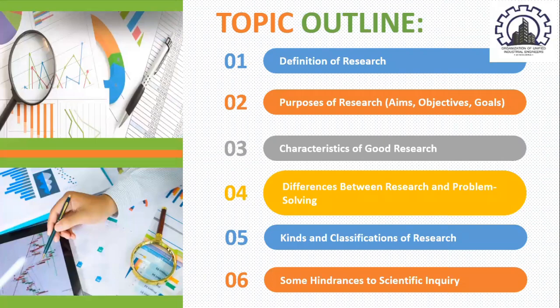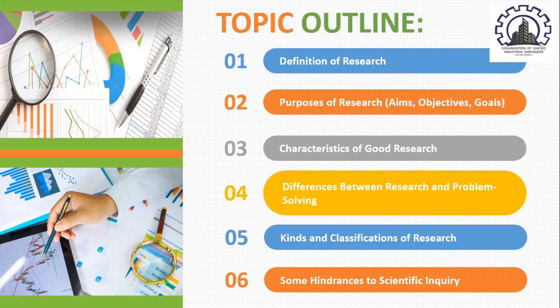First, we have the definition of research. Second, we will be tackling the purposes of research, including its aims, objectives, and goals. Third, we have the characteristics of good research. Fourth, we have the differences between research and problem solving.